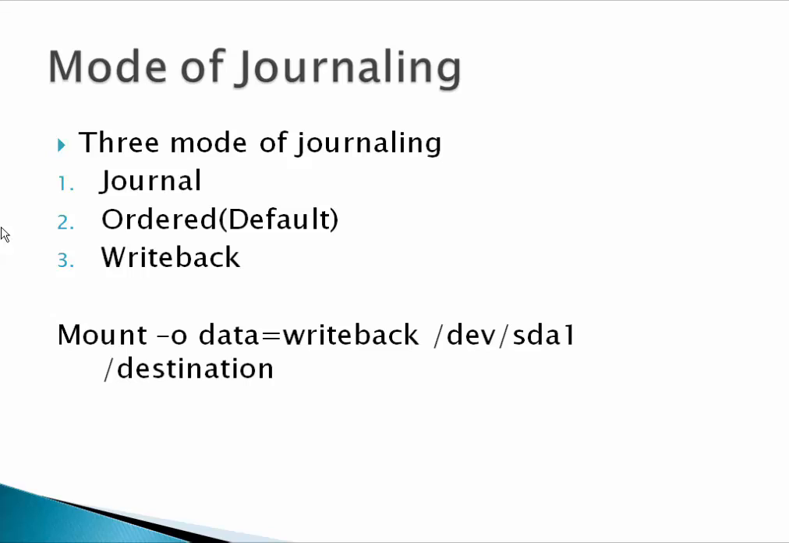So except for the ordered mode, if you want to mount a file system with any other journaling mode, for example writeback mode, you will need to provide this parameter data=writeback, and then you can mount it. But at the same time, you need to rebuild your initrd image to make it work.